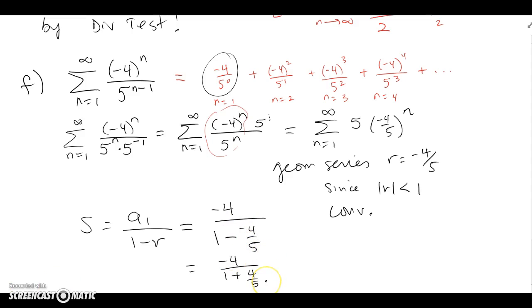So it's negative 4 over 1 minus the common ratio, negative 4/5. So we get negative 4 over 1 plus 4/5, and I'm just going to multiply top and bottom by the denominator of 5. That's going to give me negative 20 over 5 times 1, which is 5, plus 4. That's going to be negative 20 over 9 that the sum converges to.